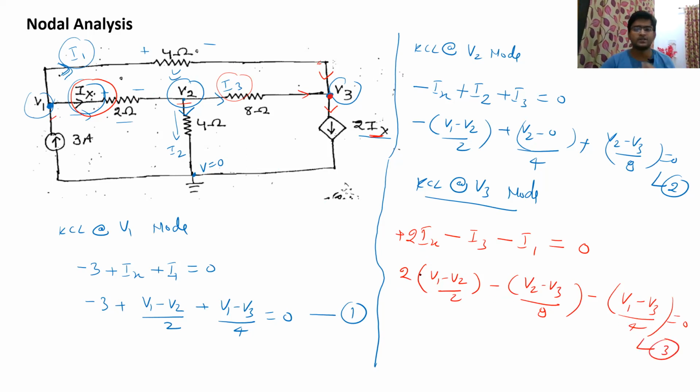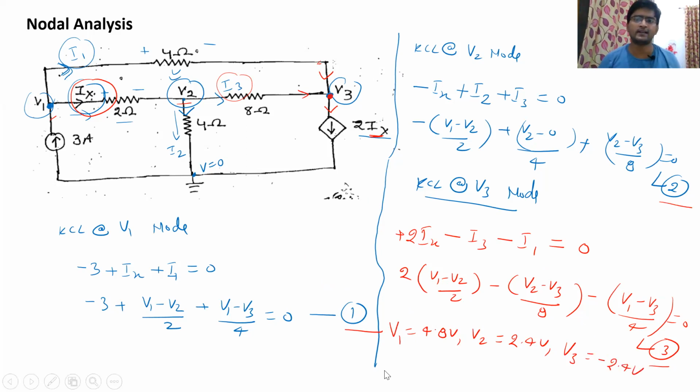So from equations 1, 2 and 3, you can see that there are 3 variables V1, V2 and V3 in all these equations, and you have 3 equations. So with 3 variables and 3 equations, you can directly solve it. I'm just writing the answers directly. You can check at home that V1 is equal to 4.8 volts, V2 is equal to 2.4 volts, and V3 is equal to minus 2.4 volts. So this is how your nodal analysis works.